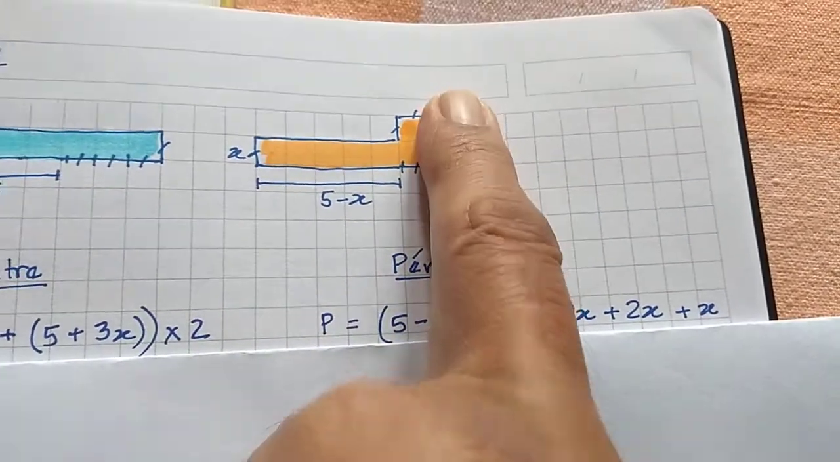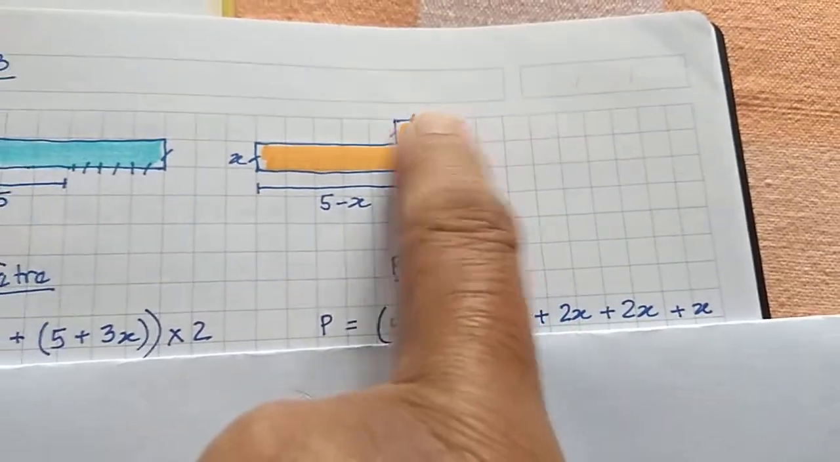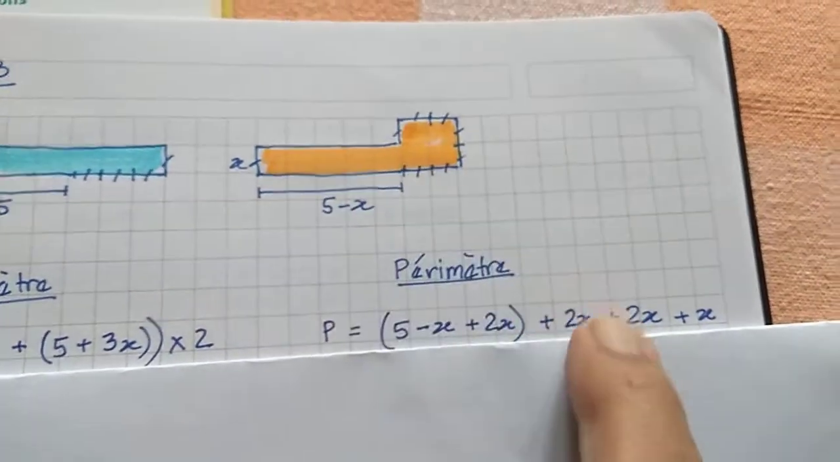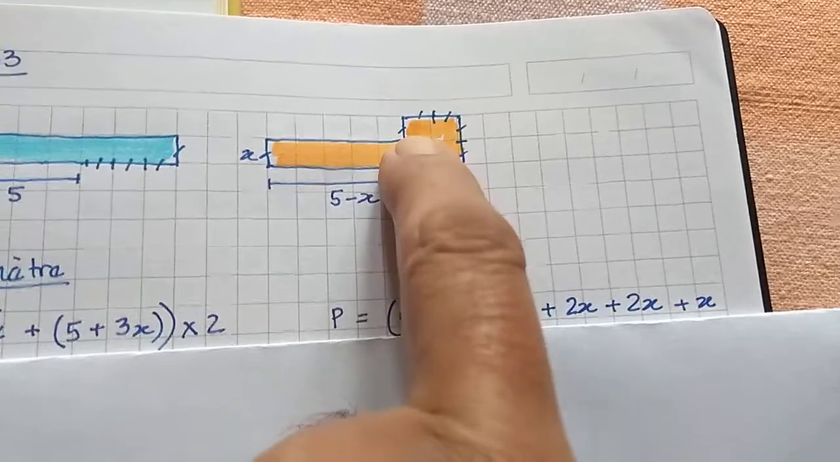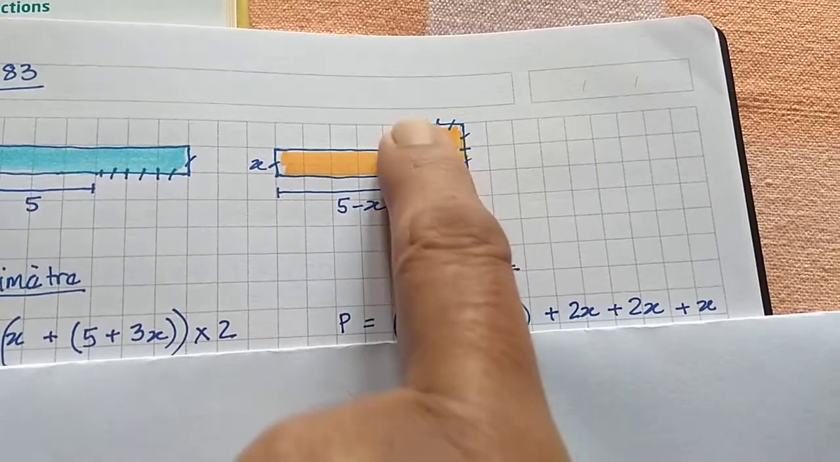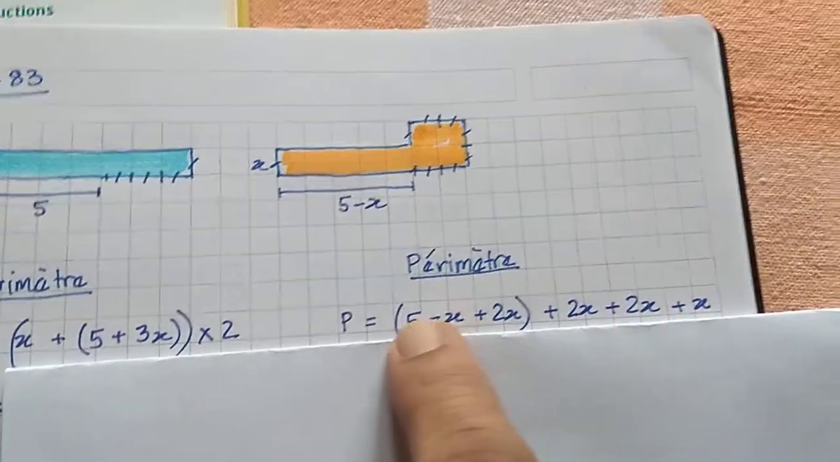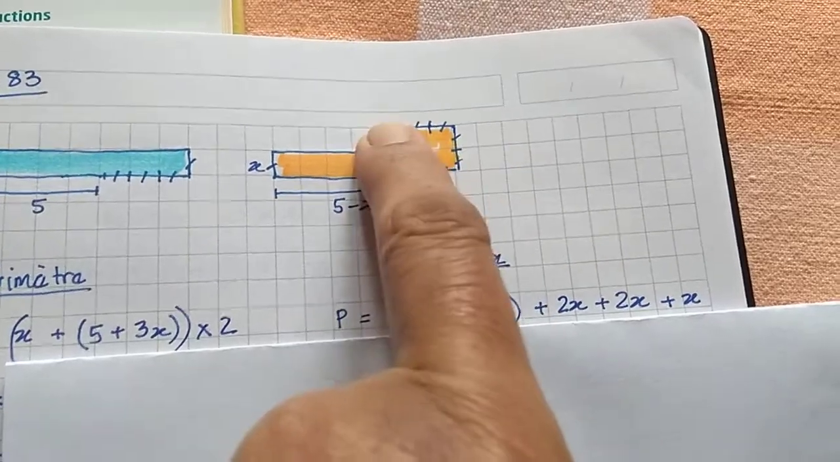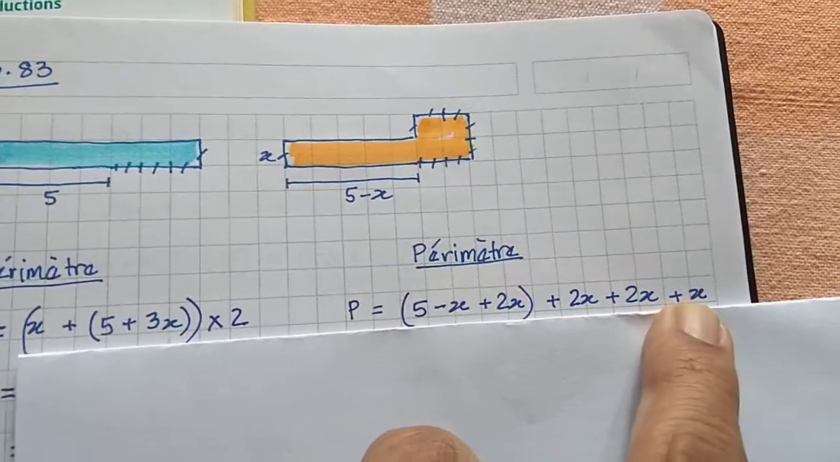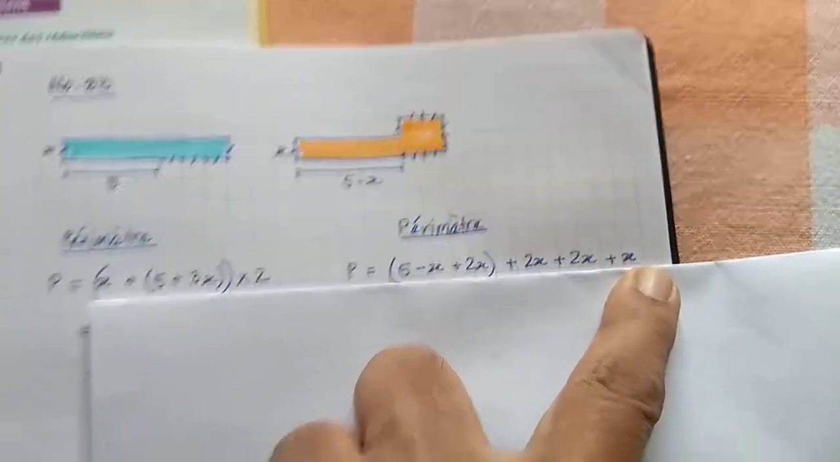Then we take this vertical bit, that is 2x. Then we take that little top horizontal bit, that is also 2x. Then we take the little vertical bit there, which is coming down, that is x. So 1, 2, 3, 4 sides, it comes to that. Then I run out of paper.